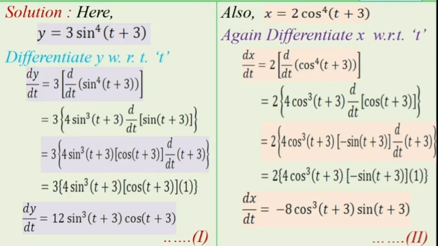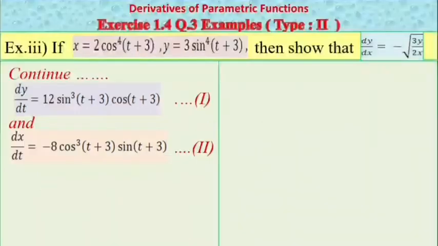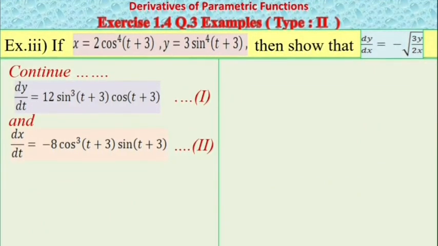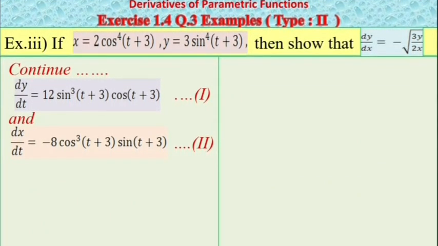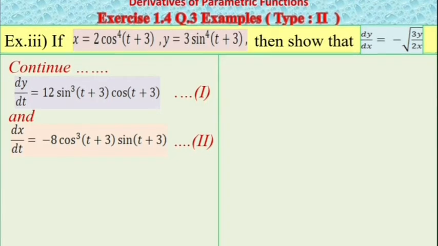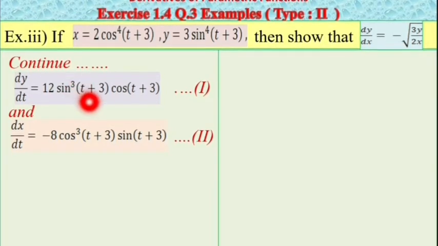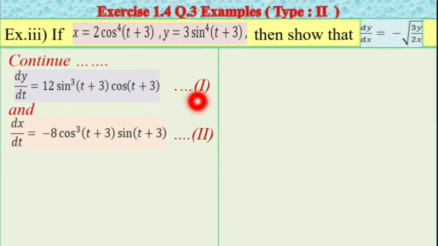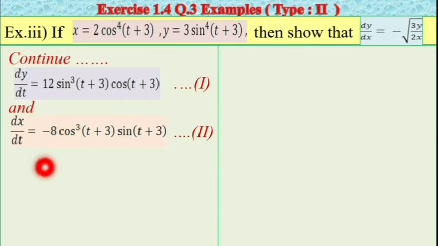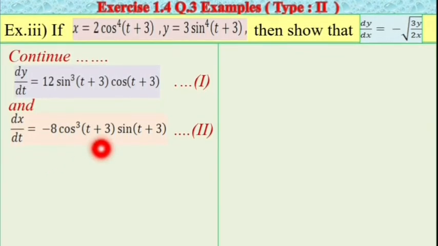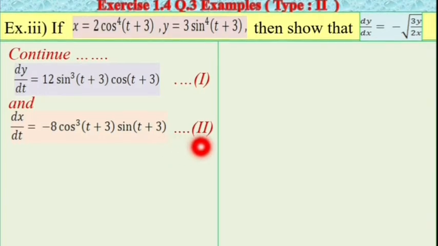That means first take the derivative of y with respect to t, then take the derivative of x with respect to t. Okay, now taking the derivative of y with respect to x. Now continue this example from the last page. Here we have already got the value of dy by dt equal to 12 sin cube t plus 3 into cos of t plus 3, that is equation number 1, and dx by dt equal to minus 8 cos cube t plus 3 into sin of t plus 3, that is equation number 2.